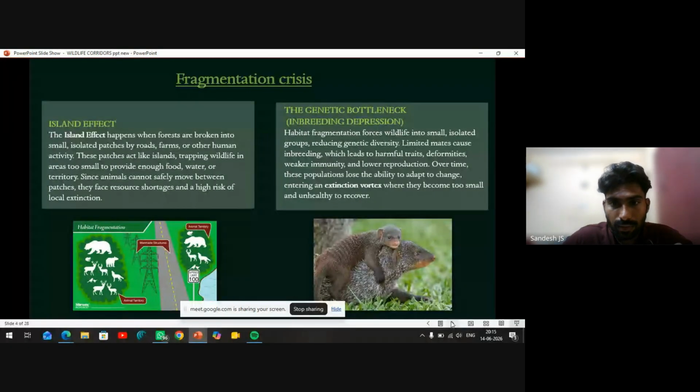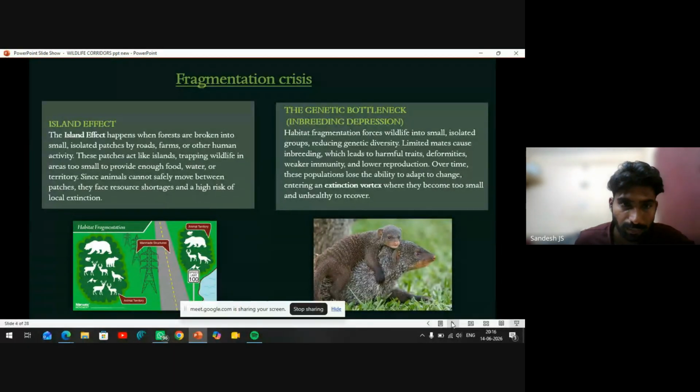So because of that, they are entering into an extinction vortex. An extinction vortex is a downward spiral movement of an animal or a species which will not recover to a healthy population because it is impossible for them to recover. So, because of this inbreeding depression, these small populations are entering into an extinction vortex. They become too small. The population size is relatively very small and unhealthy to recover.